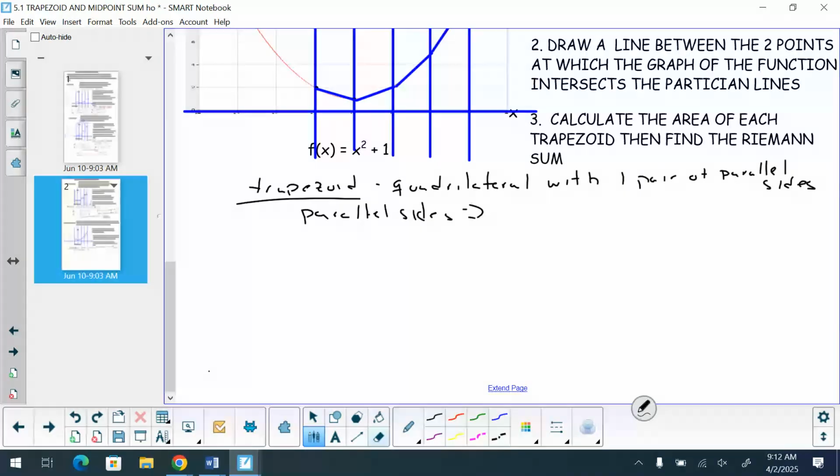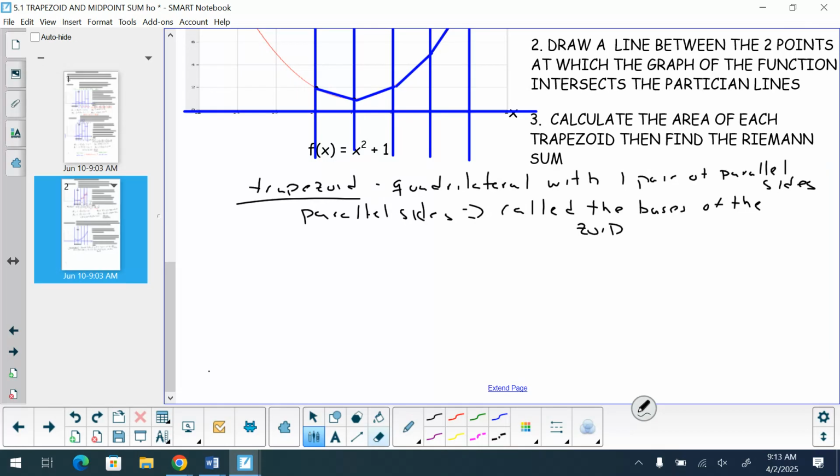Parallel sides. They're called the bases of the trapezoids. So your two parallel sides are called the bases. Okay? Those are called the bases, which is going to be a little bit different for us when we calculate the area here, because what we've called so far, we've said this is our base, this is our height. This is our base, this is our height. Base, height. That's what we call it.